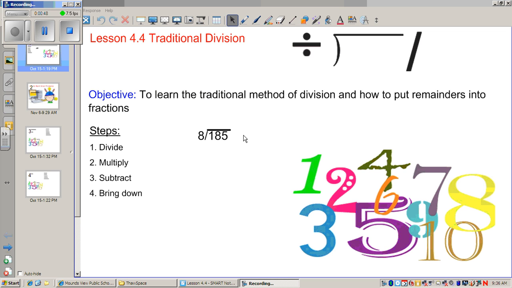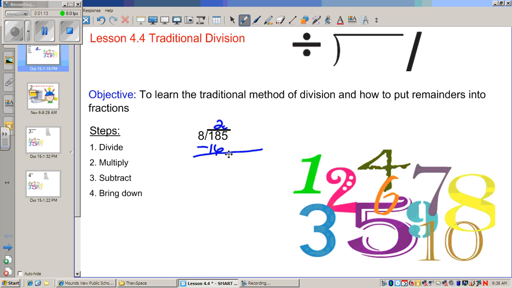When we're doing traditional division, the first thing I want to do is say, can 8 go into 1? And it can't, but 8 can go into 18. And how many times? Well, I know that 8 times 2 is 16, and that's probably as close as I'm going to get. So I'm going to subtract. Remember, look at how I did. I divided first. I multiplied 8 times 2, which gave me 16. Now I'm going to subtract.